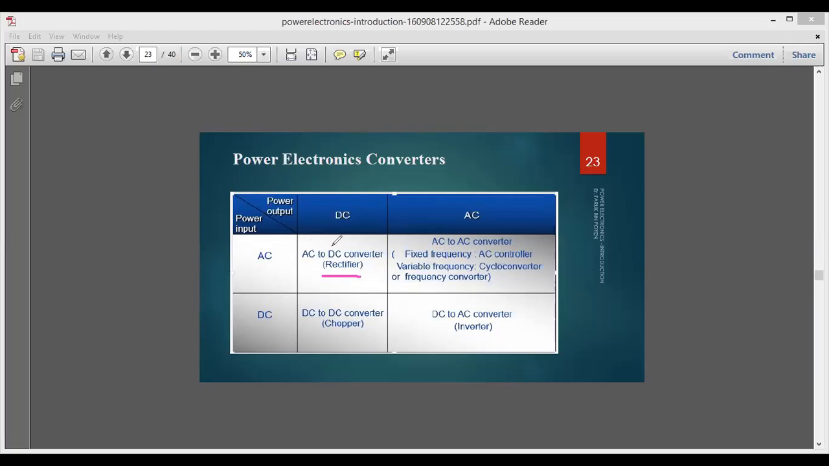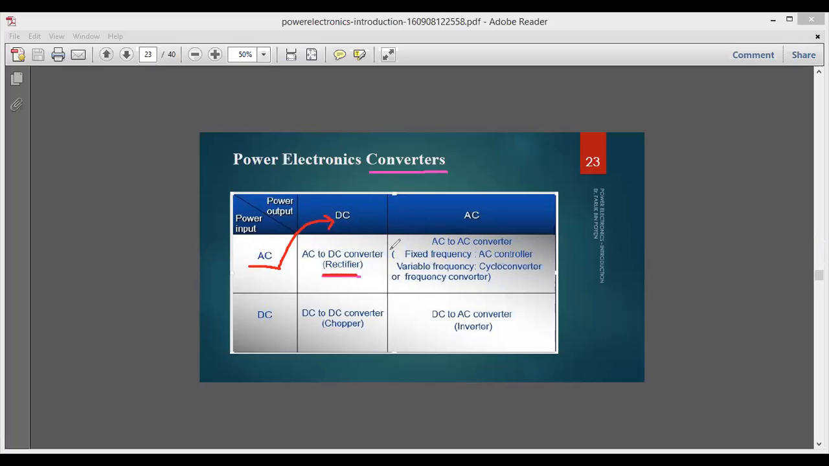So this rectifier falls under the category of converter. This is one of the power electronics converters, that is the rectifier. If you feed input as AC, then you will obtain DC by using the rectifier. That is a simple AC to DC converter.